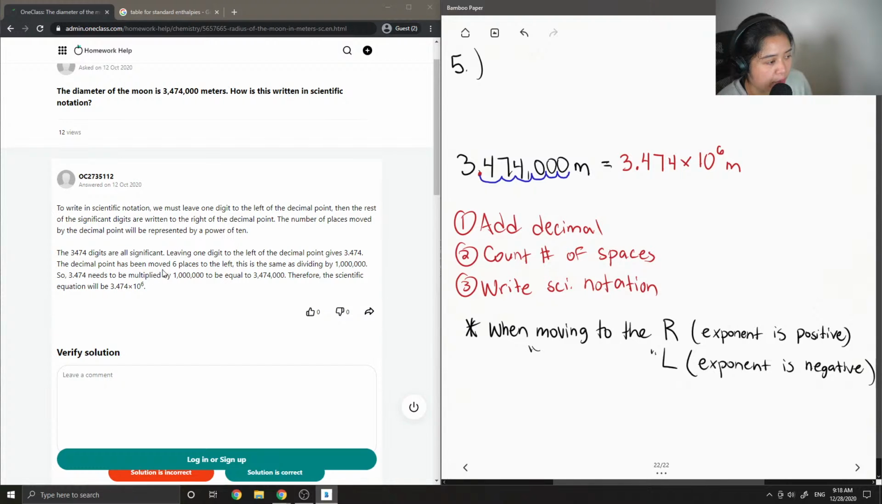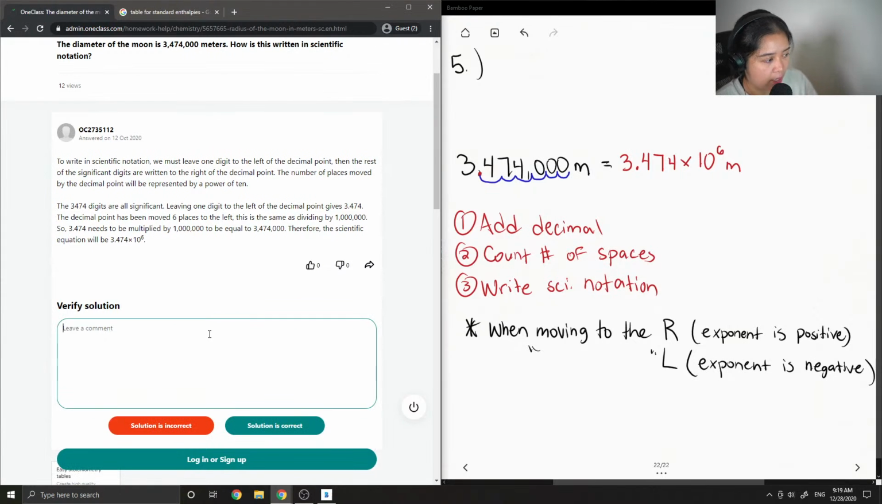Decimal point has been moved 6 places to the left. This is the same as dividing by a million. So 3.474 needs to be multiplied by a million to be equal to 3,474,000. Therefore, the scientific equation will be 3.474 times 10 to the power of 6. Yep, so the solution is correct. Great answer.